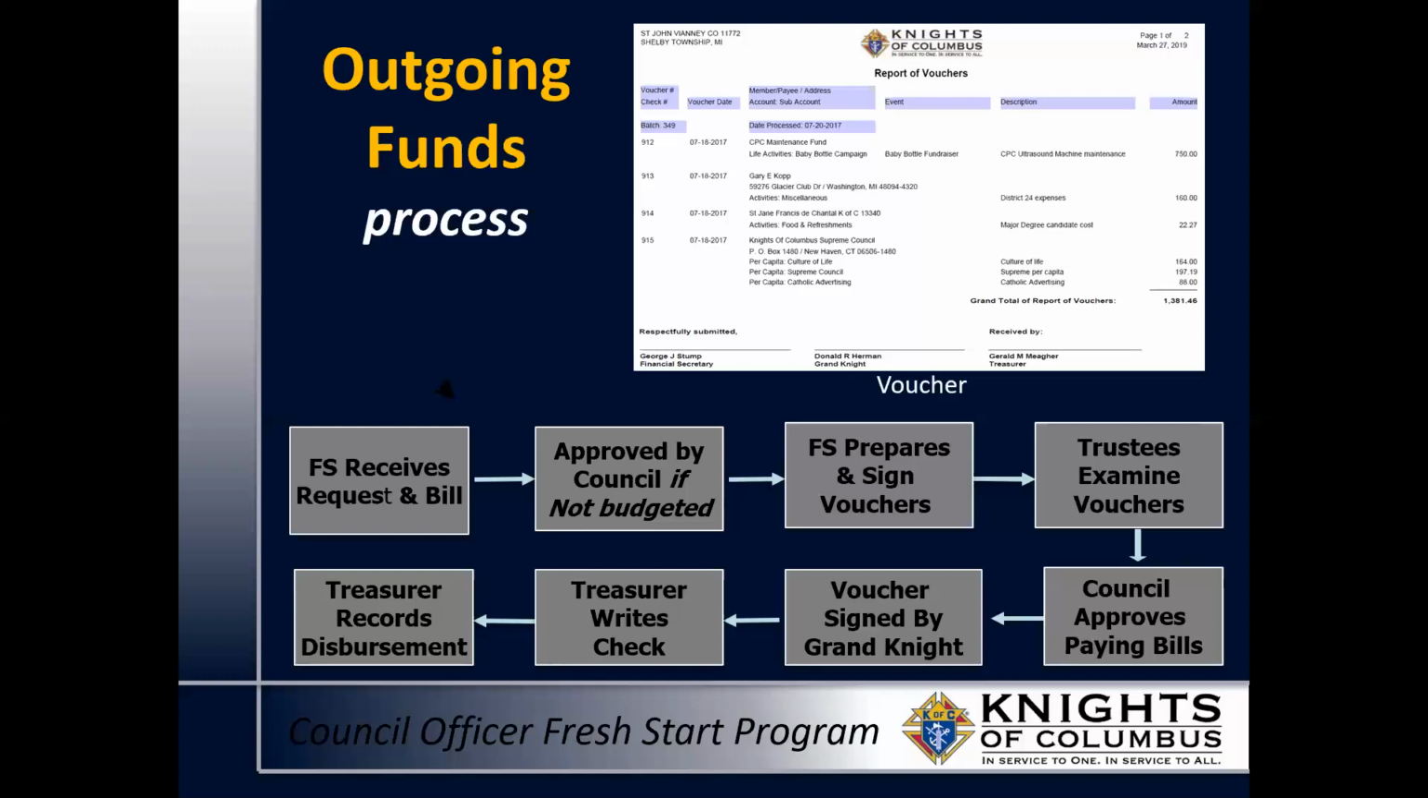And then usually what you can do as far as the trustees is have them just initial that they have seen the bills and have approved all the backup that goes with those bills to verify that those are the expenses that should be approved by the council.